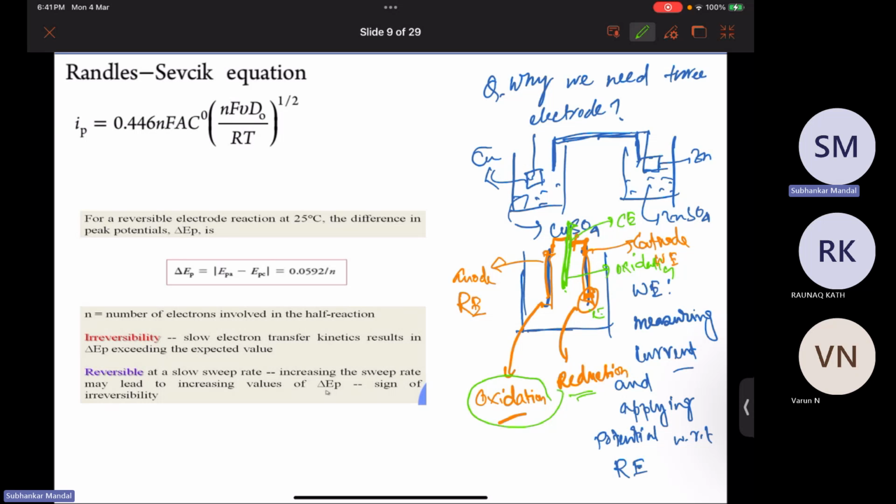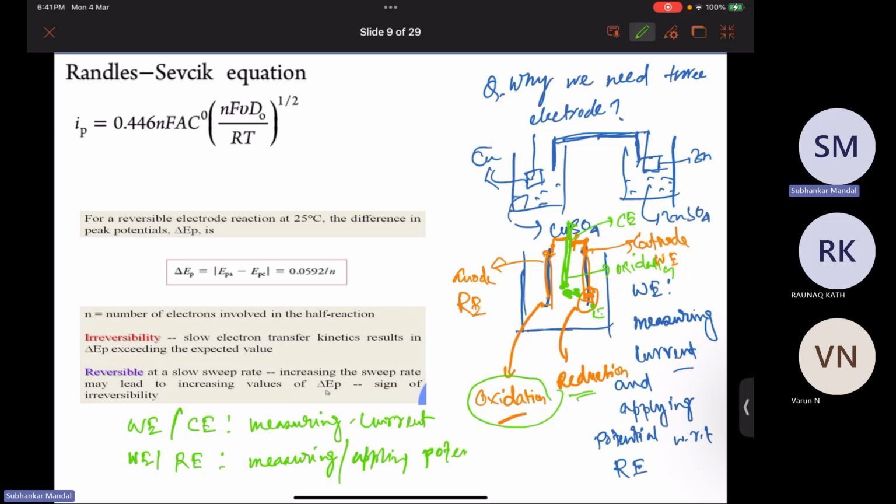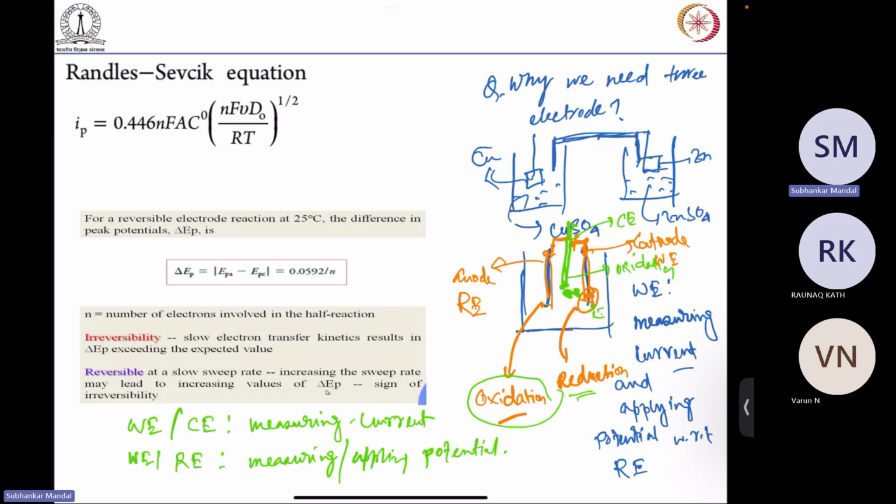Okay, so that means on the working and counter electrode you are measuring current, and on the working and reference electrode you are measuring or applying potential. So in this case the facility is that whatever potential you get is the accurate potential, because when you are taking some reference, that reference should be constant with time, whatever the working condition or reaction condition. There should not be any changes.